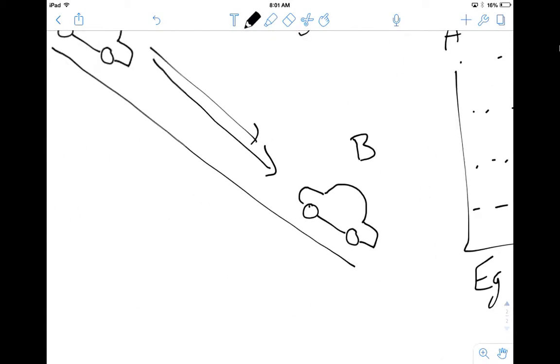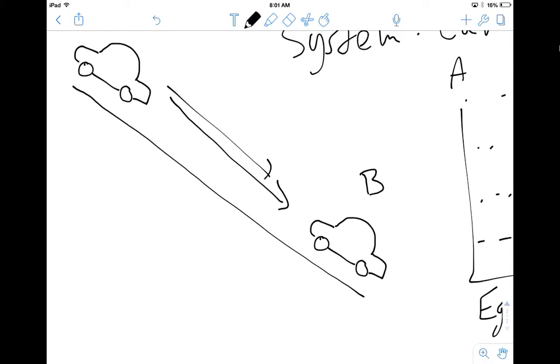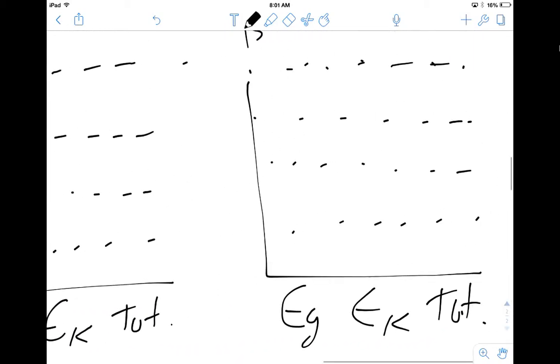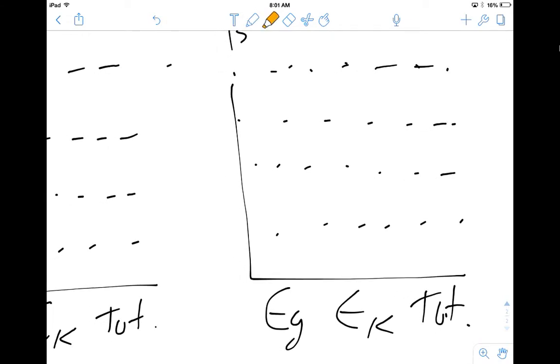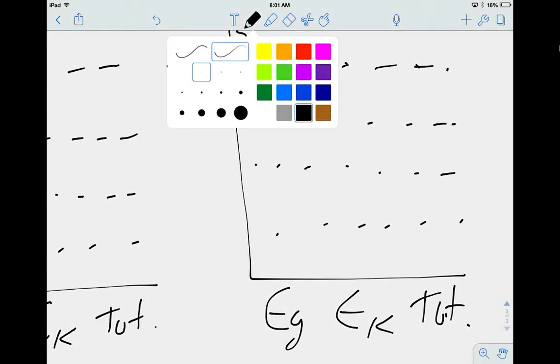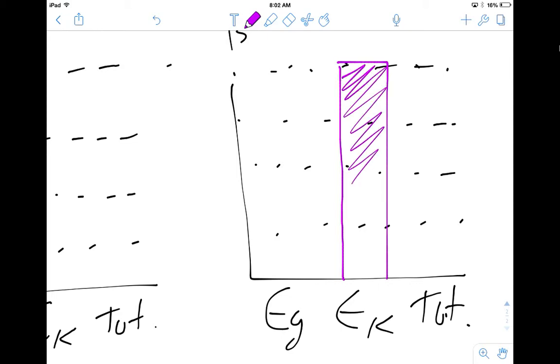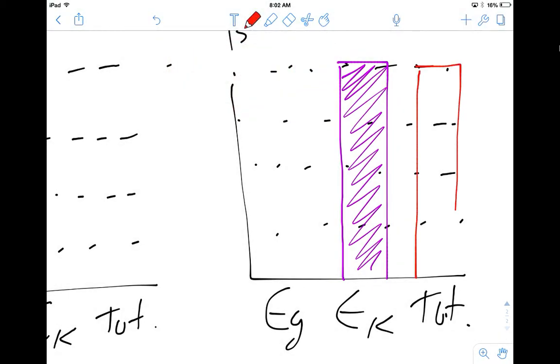Now at point B, the car has some energy because now it's moving. Okay, still no gravitational potential, but now I've got some kinetic energy because it's moving. And I still have to do my total like that.